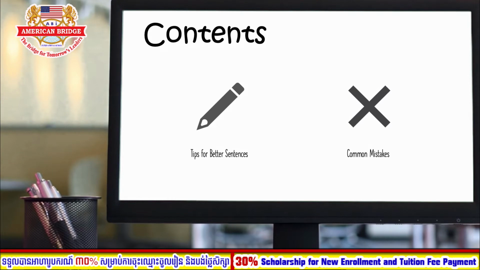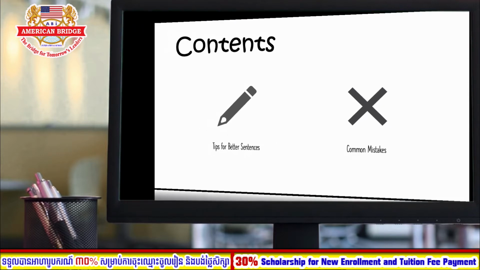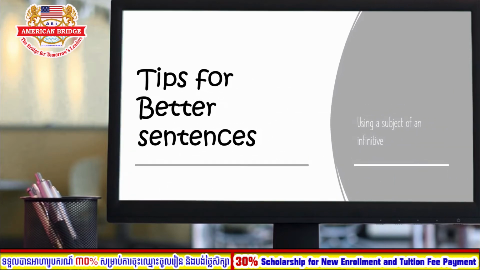If you are now on page 39 of your book, you will see there are two important lesson points. The first one is about the tip for better sentences and the common mistakes that can occur by using to infinitive and gerunds. So let's look at some of the useful tips for better sentences.